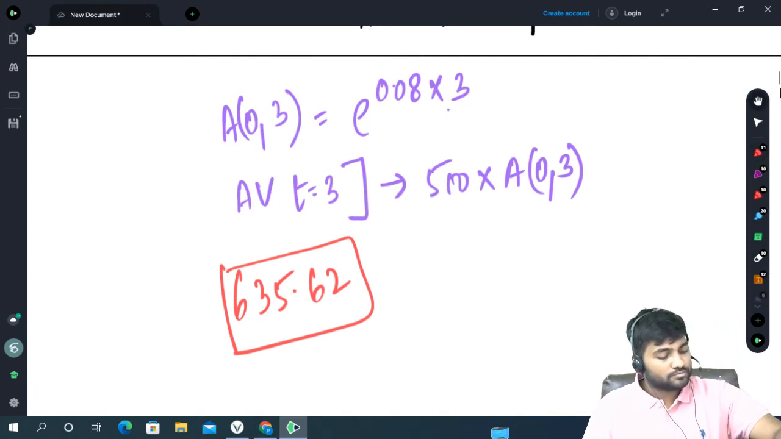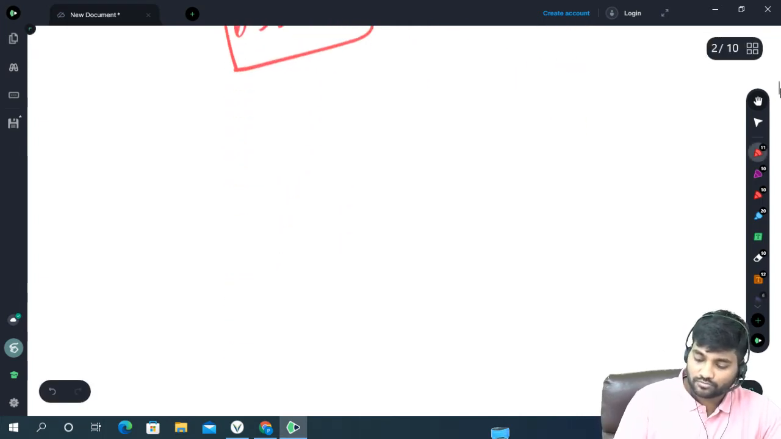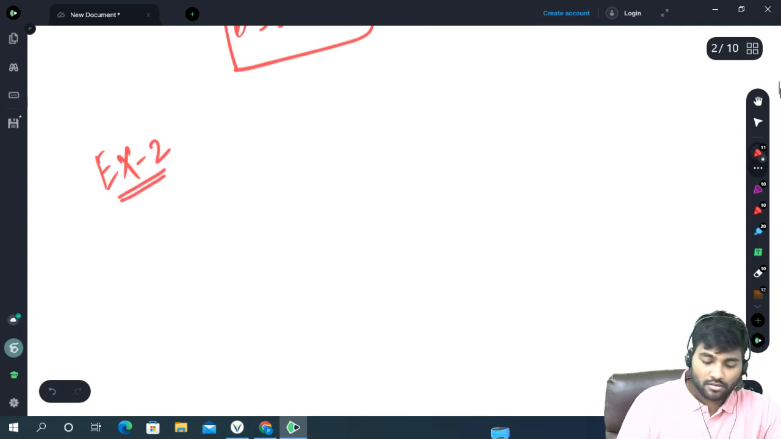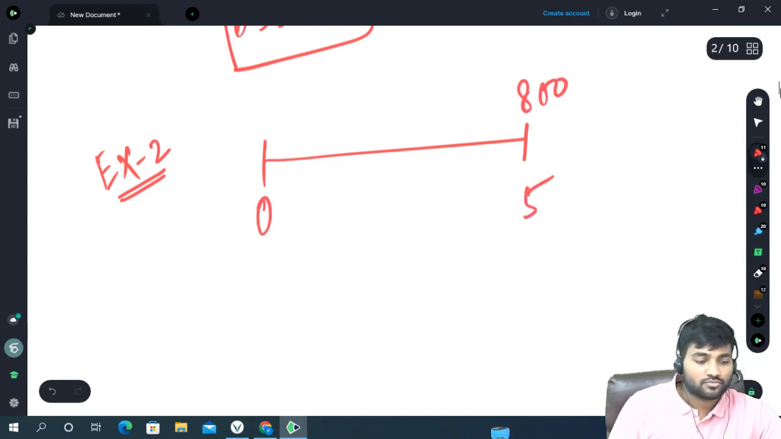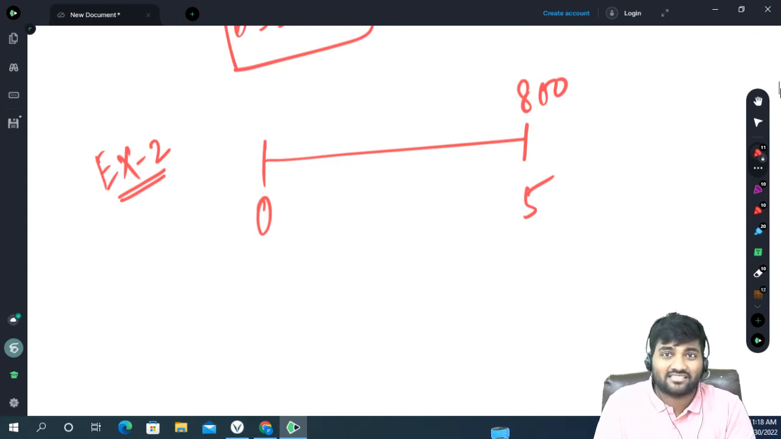Okay. Now next, example 2. Now this is the timeline. At time 5, 800 is due. Now this, see, your life is this timeline. For the next 100 classes, you will be just taught this timeline. In CM1, the student who has captured this timeline has captured the course.